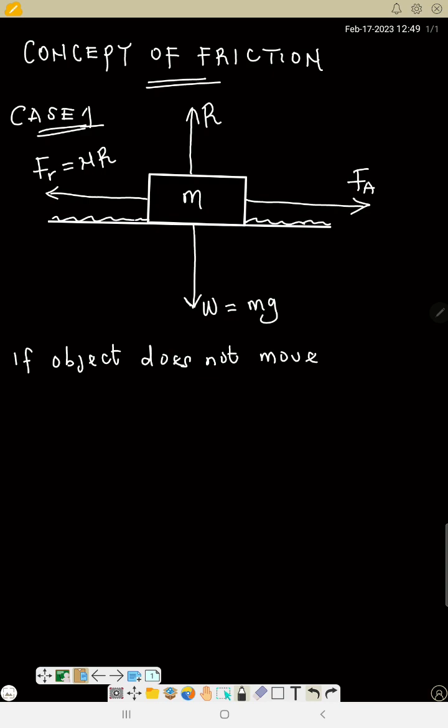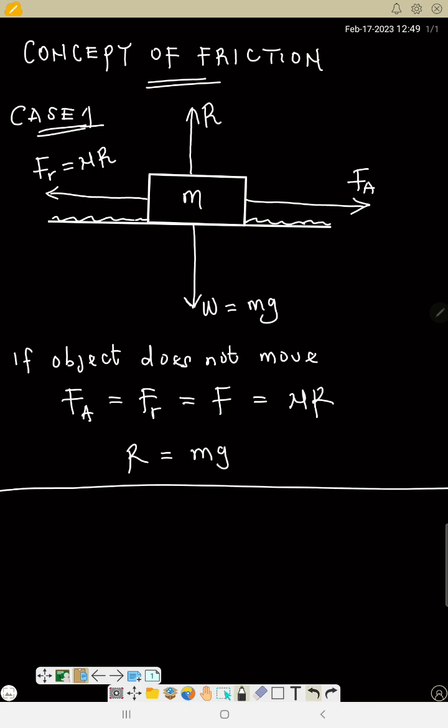If the object does not move, that is, if there is no acceleration, then Fa will be equal to Fr, which will be equal to F, which is mu R, and R is equal to mg. So if the object does not move.